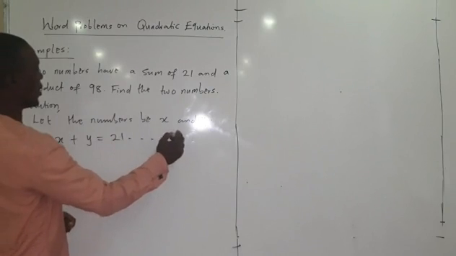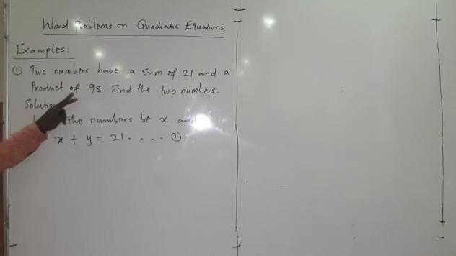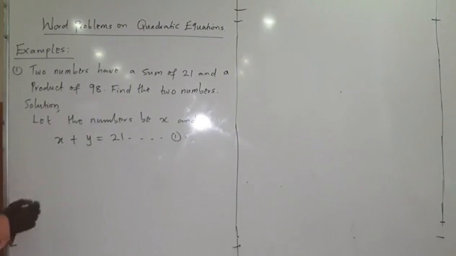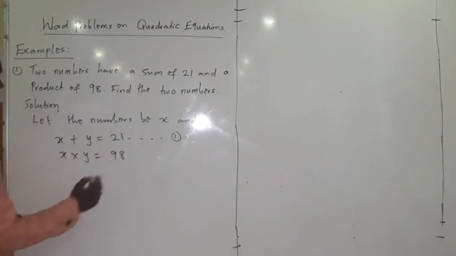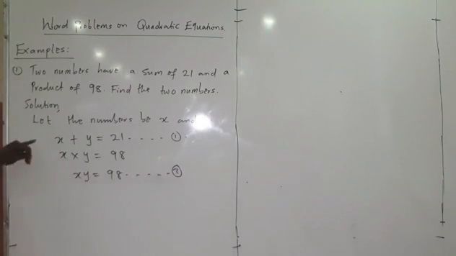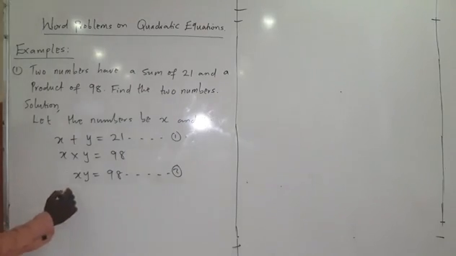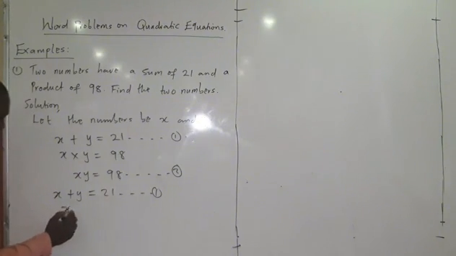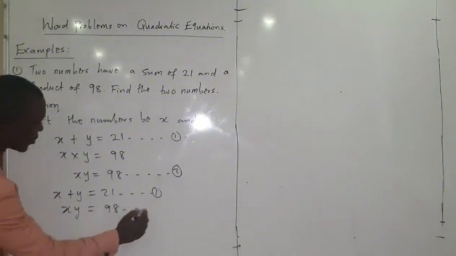We call this equation 1. Then their product, that is X times Y, will give us 98. X times Y is the same thing as XY, which equals 98. We call this equation 2. So you now solve equations 1 and 2 using the substitution method of solving simultaneous equations. We have X plus Y equals 21, equation 1, then XY equals 98, equation 2.